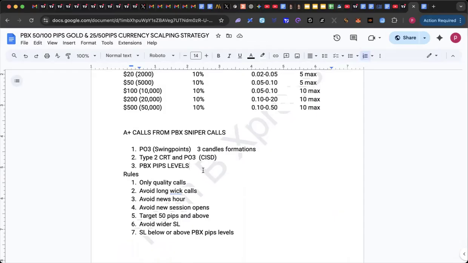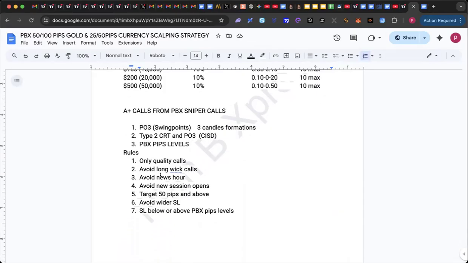So these 3 are very important, but rules you must keep. Only quality calls is what you should take. Avoid long wick calls. When the wick is too long, that is the candle tail is too long, avoid it because your stop loss will be too big. Avoid news hour when you are scalping. Okay. Avoid new session open. When London, New York session just opened, avoid scalping at that time because they are going to manipulate the market. It means sweep of liquidity and all of that.